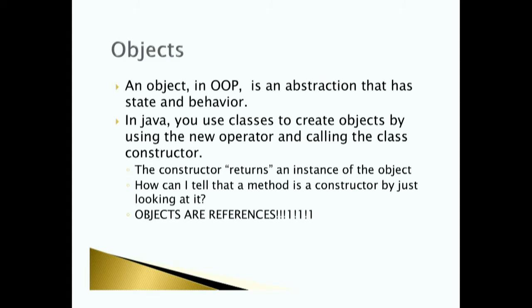So quick question, how can I tell that a method is a constructor just by looking at it? There's two main things that let you know that something is a constructor. Someone give me one. No return type. Same name as the class. That's the two main things. It has no return type because it's returning an object of that class. And it's the same name as the class, exactly. So if it was capital B bicycle, the constructor would be capital B bicycle and then parentheses for your parameters. And you put your parameters in there.